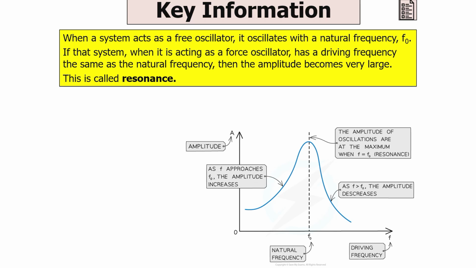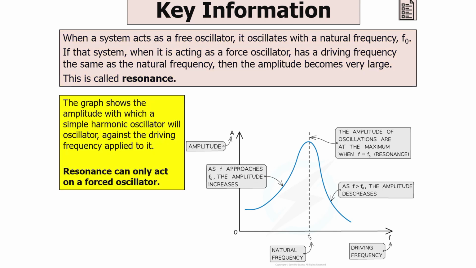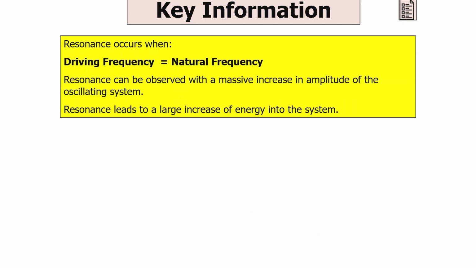This is called resonance. So the graph shows here the amplitude with which a simple harmonic oscillator will oscillate against the driving frequency applied to it. Now, resonance can only act on a forced oscillator. So resonance only occurs when the driving frequency equals the natural frequency. Now, resonance can be observed with a massive increase in the amplitude of an oscillating system, and resonance leads to a large increase of energy into the system.